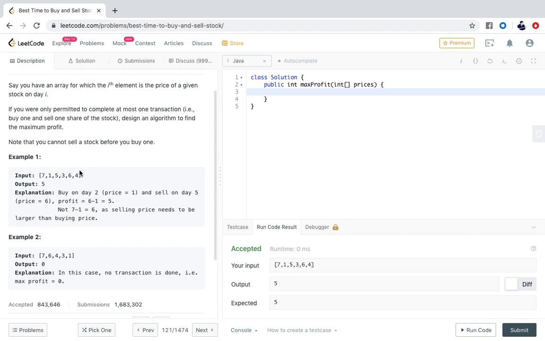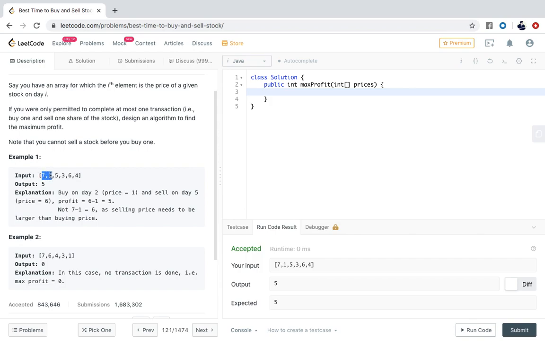So if you look at the array example here, 7 1 5 3 6 4, the maximum profit would be when you buy a stock when the value is 1. So first you have to buy a stock and then sell a stock, remember. So the lowest value out here is 1, and then you would be selling the stock when it's 6. So the difference is 5. So that will be the maximum profit in this array, right?